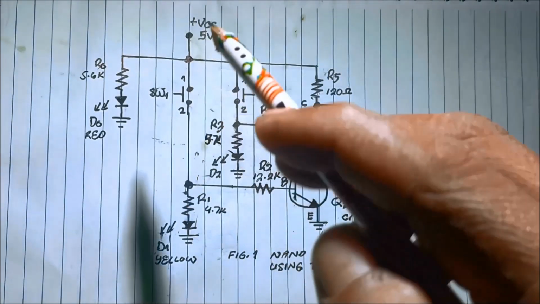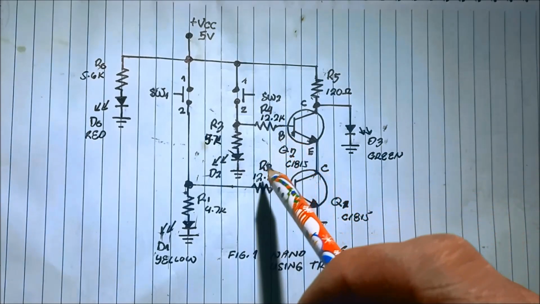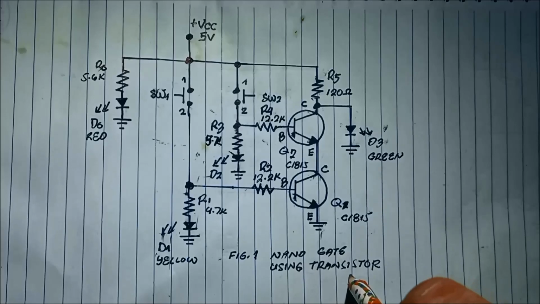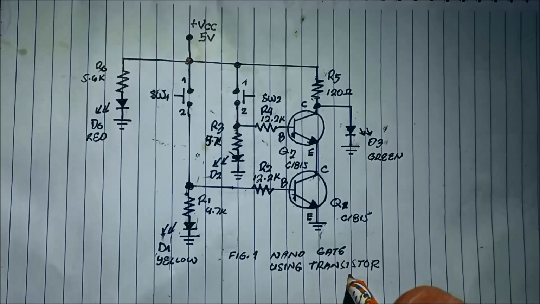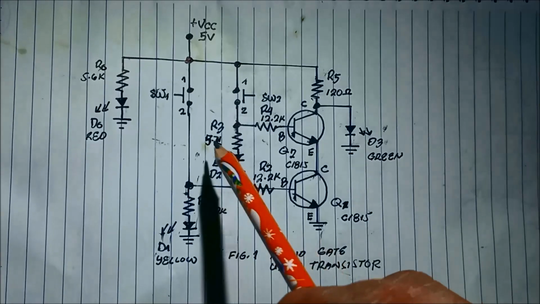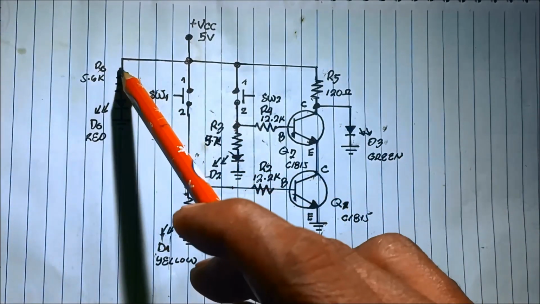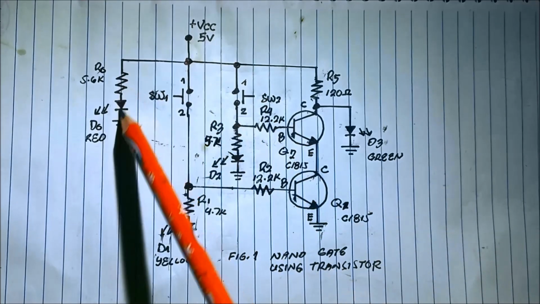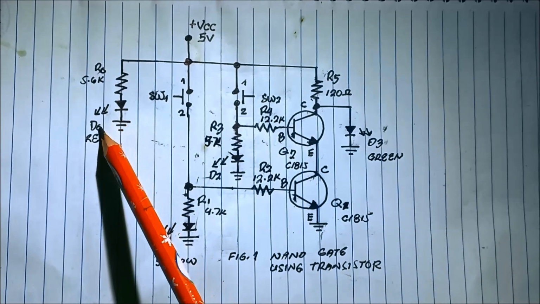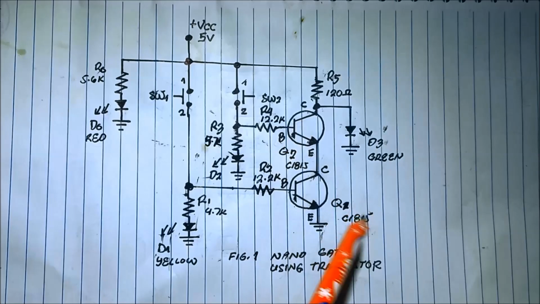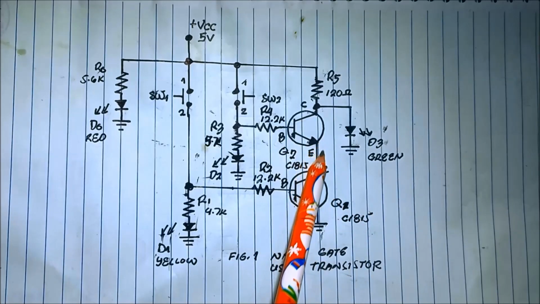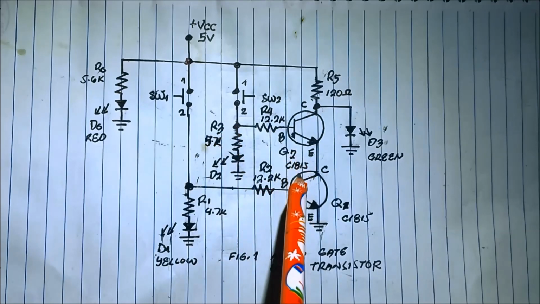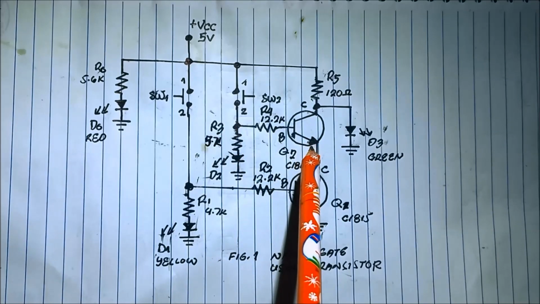We now come to our diagram for our project. NAND gate using transistor. Okay? For the circuit, we have this power LED. Once we power this circuit, the LED turns on, this power LED. We have these two transistors connected this way, or some sort of cascading transistor.